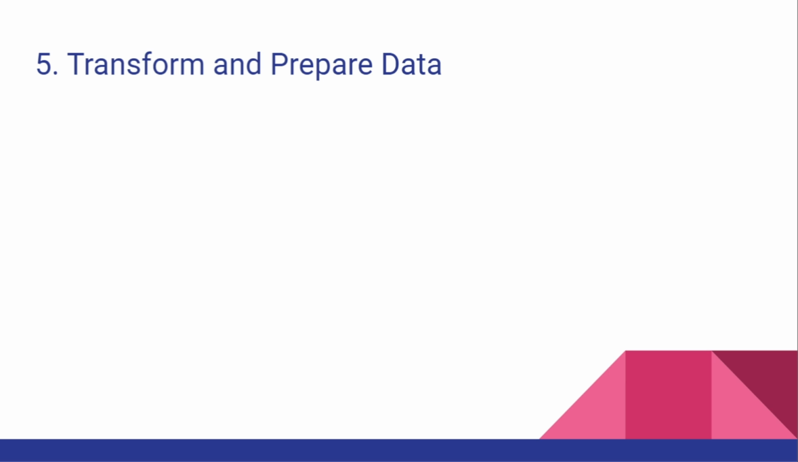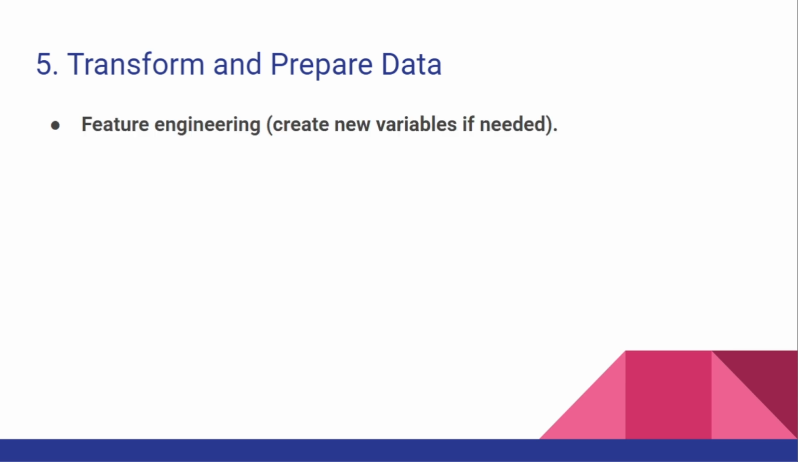Now, after doing that, you transform and prepare the data. Maybe I can call it enrichment of the data. This is where you do feature engineering. Feature engineering means you create new variables or, in layman's terms, you create new columns. For example, if you have your date, you can create your year from your date. When you're creating your year from your date, you're creating a new variable, a new column out of your date column.